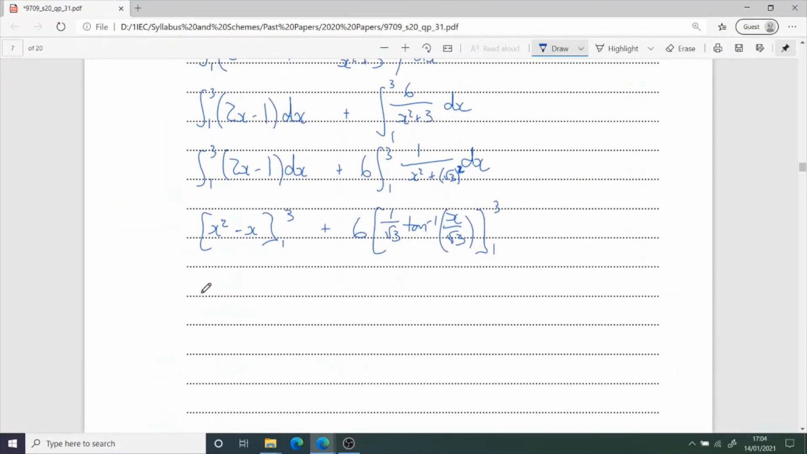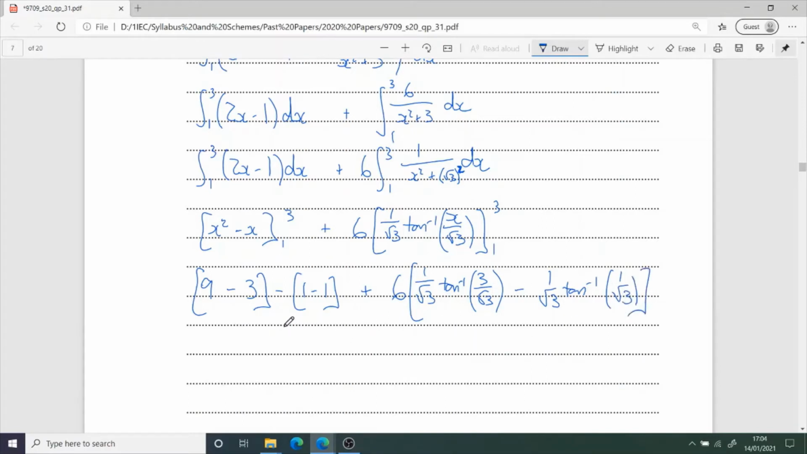Okay, let's substitute our limits in now. So here we have 3 squared, which is 9, subtract 3, minus 1, subtract 1, and then we have plus 6 times 1 over root 3 arctan of 3 over root 3, minus 1 over root 3 arctan of 1 over root 3.